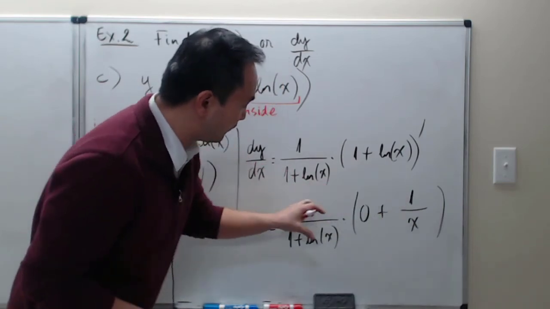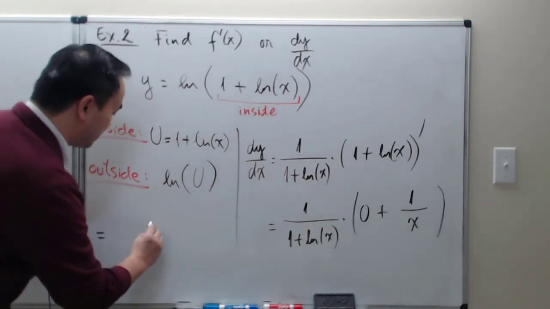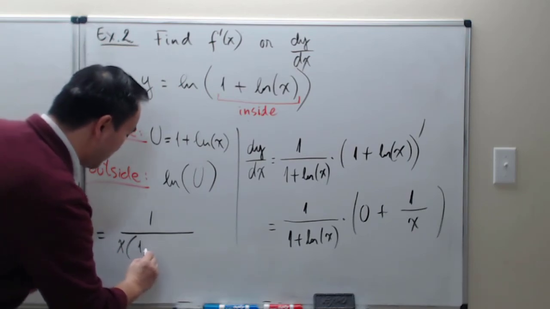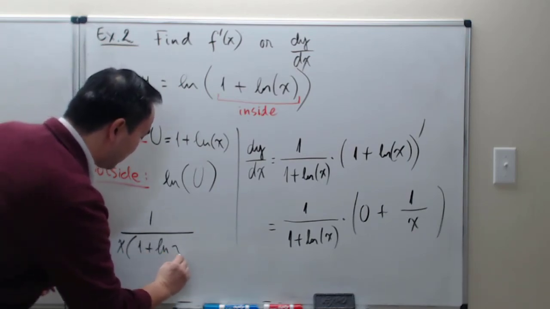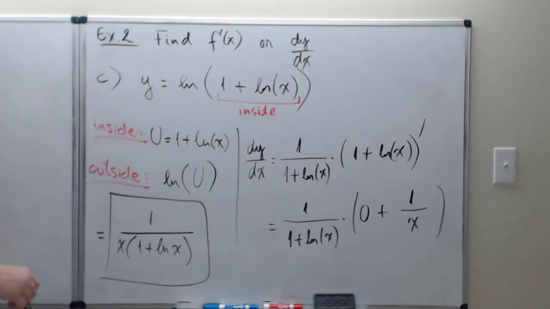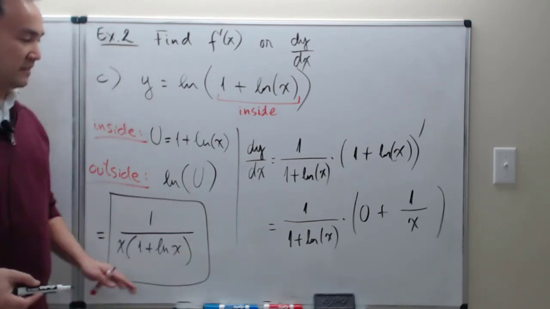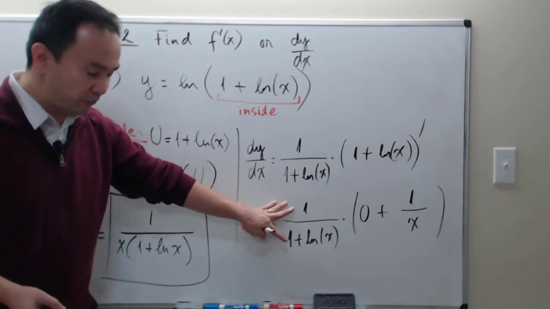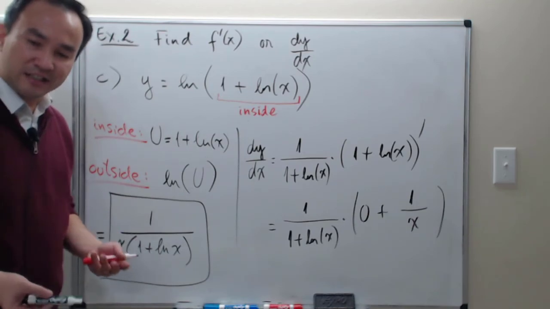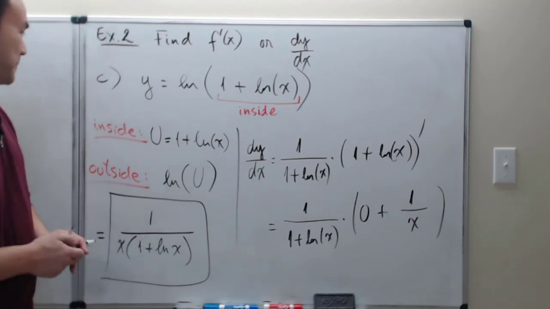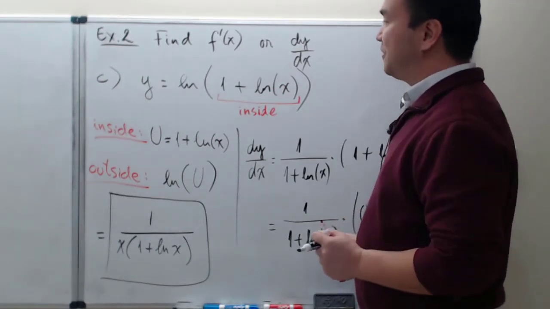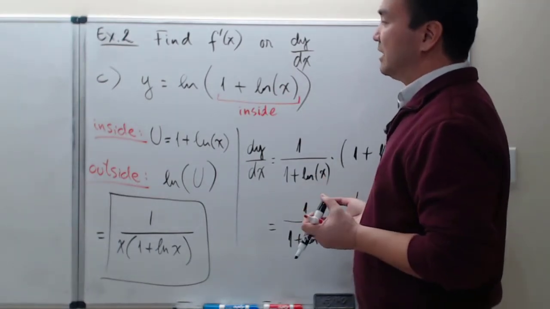So multiplying 1 over x with all that expression here is 1 over x, and then in parentheses 1 plus natural log of x. We are done with our final expression of our derivative. So that was already our final derivative, but here's the final form, the final expression, where things look a little more simplified. Okay, and that's how we find derivatives of logarithms.